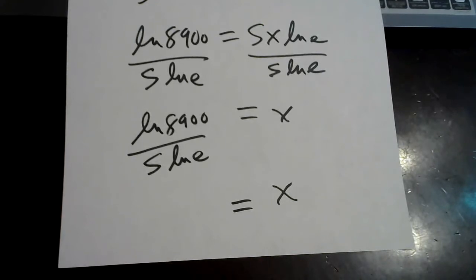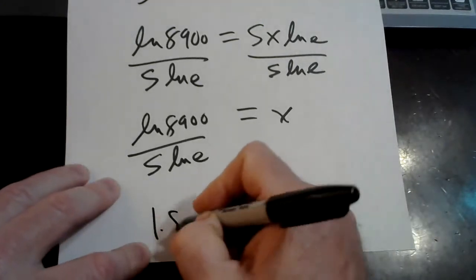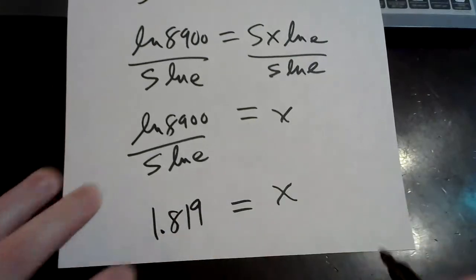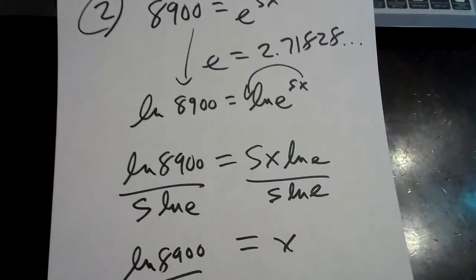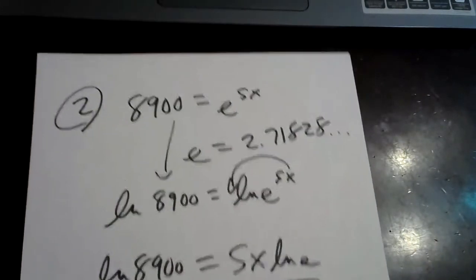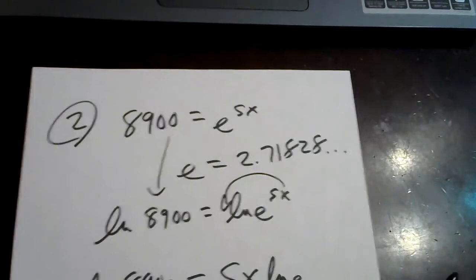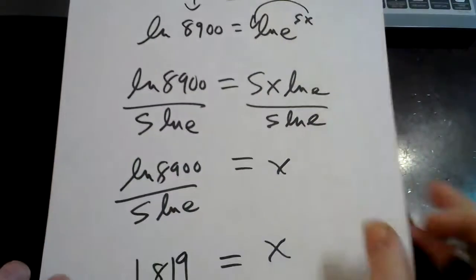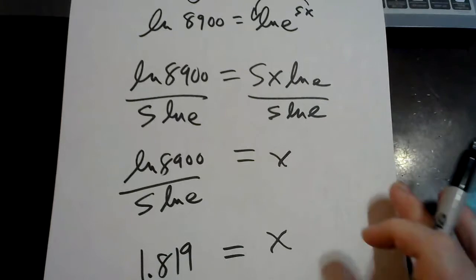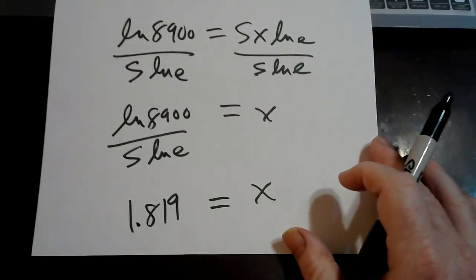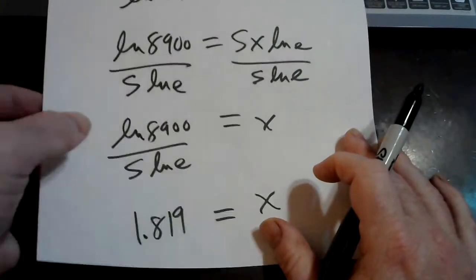I get 1.819. You know, you could check your answer by plugging 1.819 into the original equation and make sure the left-hand side equals the right-hand side, but I think that's it. Let's move on to number 3, which is really number 7 in the book.